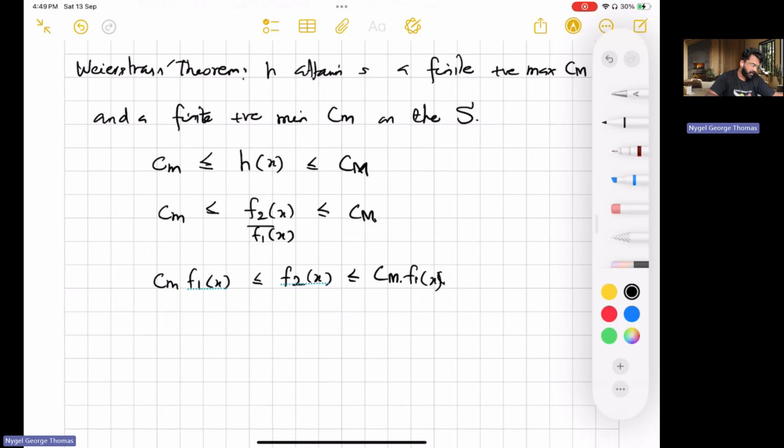In fact, the trivial case is actually from B. This is actually trivial, right? F1 of f2 of C, this is 0.